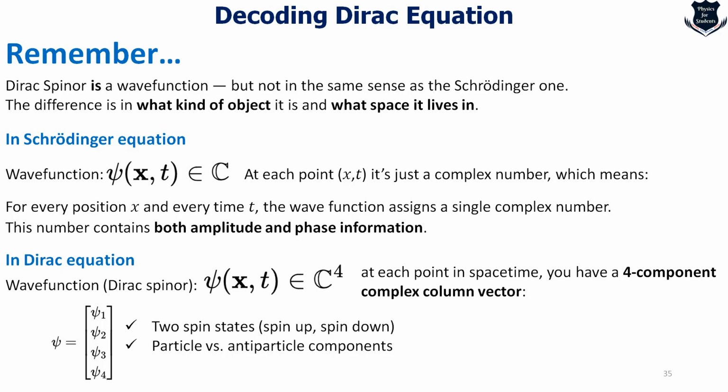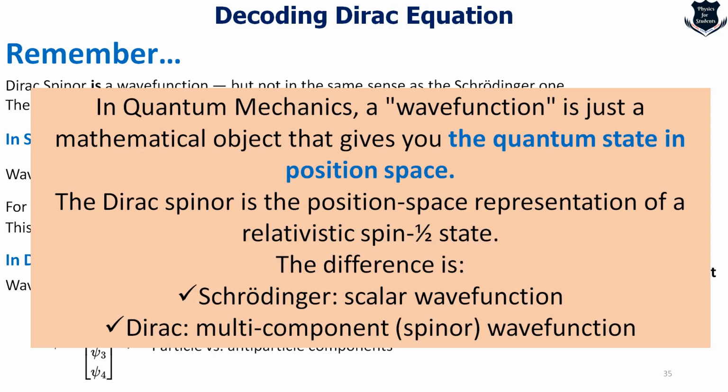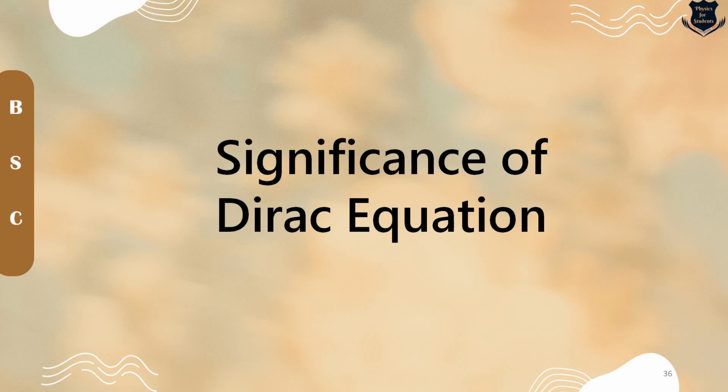But in the case of the Dirac equation, this is C to the power 4. That means you have a 4-component complex column vector, and in short we can say that in quantum mechanics, a wave function is just a mathematical object, but the Dirac spinor represents a relativistic spin-half state. So the difference is that Schrodinger is a scalar wave function and Dirac gives us a multi-component spinor wave function. Having said that, we come to the last part of our video: what is actually the significance?